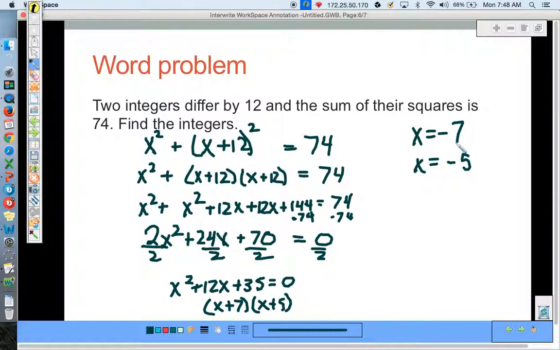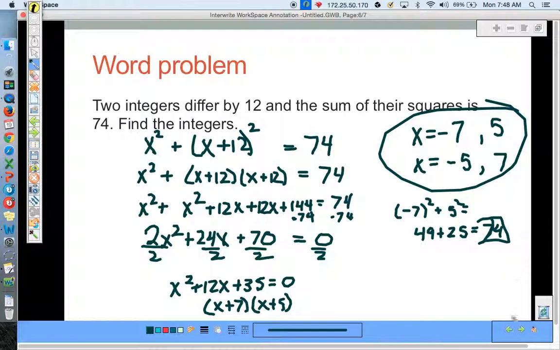So now we just have to figure out which one it is. Well, let's see. If this was negative 7, something 12 bigger would be positive 5. If it was negative 5, something 12 bigger would be positive 7. And then we can double check those. So we have negative 7 squared plus 5 squared. So we got 49 plus 25, which is 74. So we have two different possibilities.